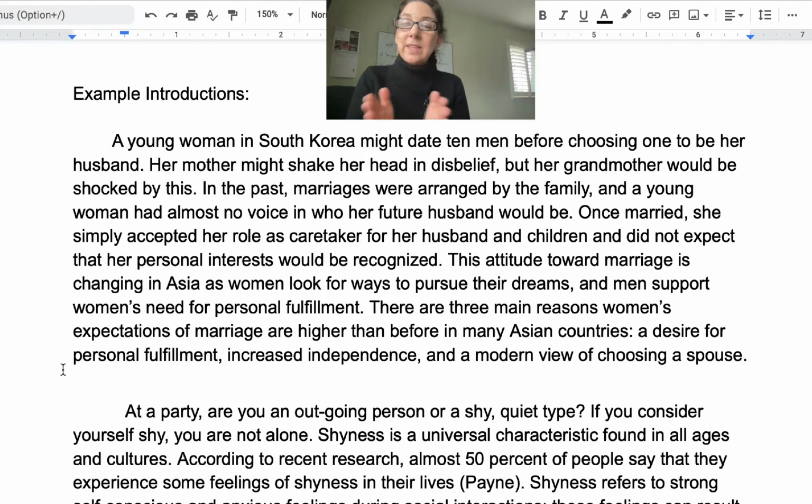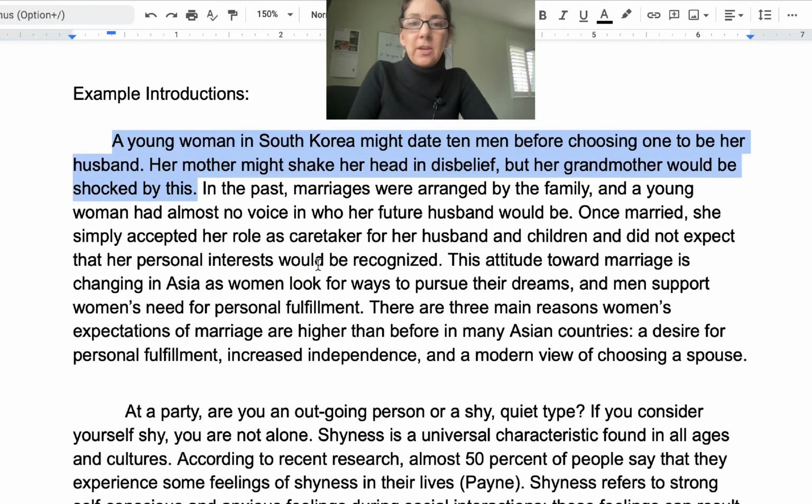Okay, so this introduction has three parts. First we can see the hook. The hook is sort of a hypothetical story. It's a very short story, and you can see that it's hypothetical because it has these modal verbs might and would. It's an imaginary story, in other words.